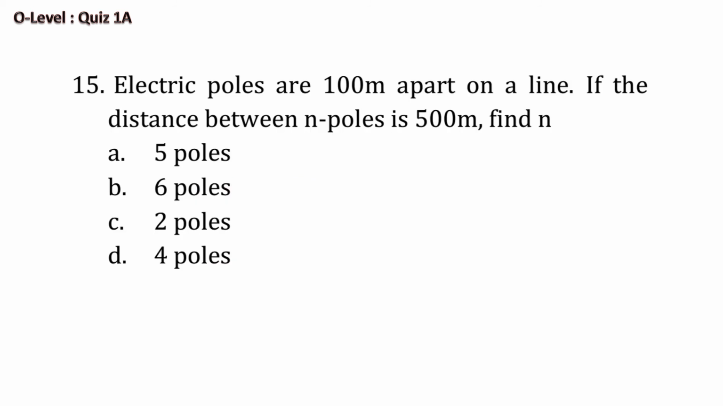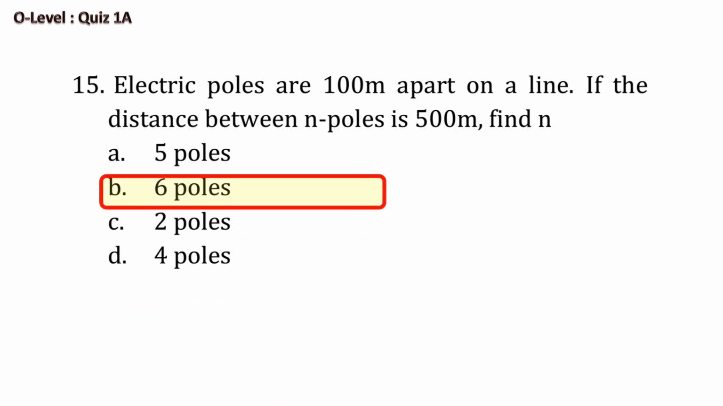Question 15. Electric poles are 100 meters apart on a line. If the distance between n poles is 500 meters, find n. There's a lot of trick in this question, and many students will just look at the question and tick 5. There is a trick in it. The answer is not 5.